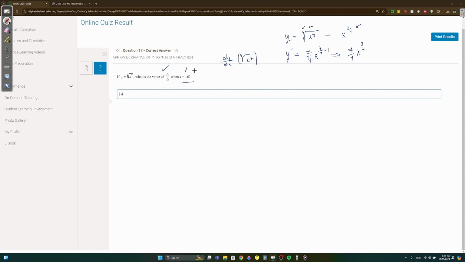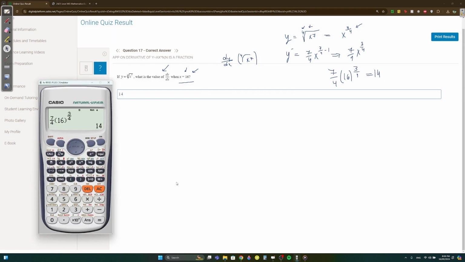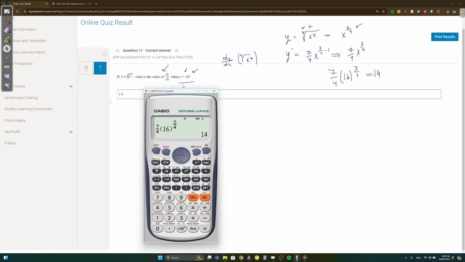Is that what they asked me? No, they said when x equals 16. So you substitute 7 over 4 times 16 to the power of 3 over 4. And you should get 14. I think I still have it written on my calculator. Yeah, 14.